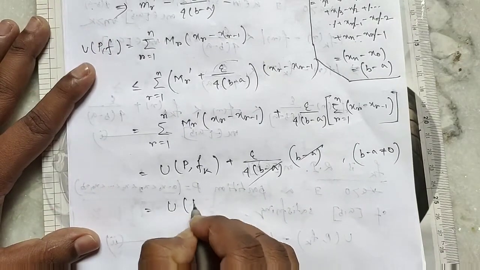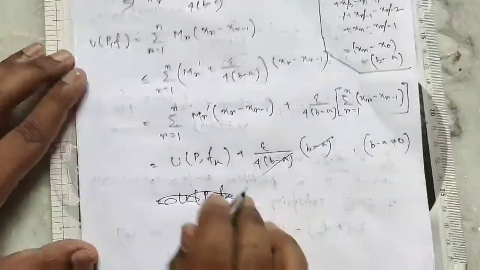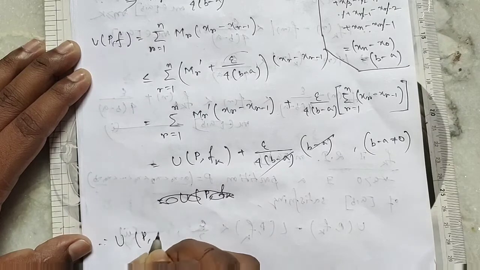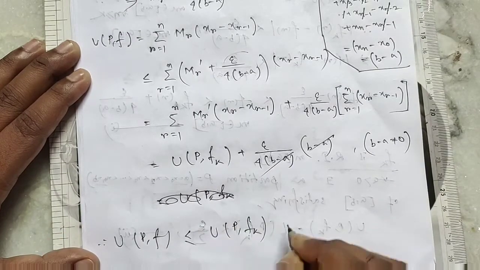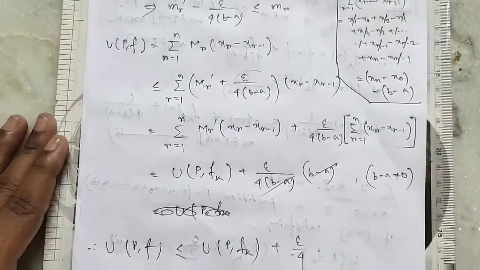So this implies, therefore, U(P,f) is less than or equal to U(P,f_k) plus epsilon by 4. Okay, clear?